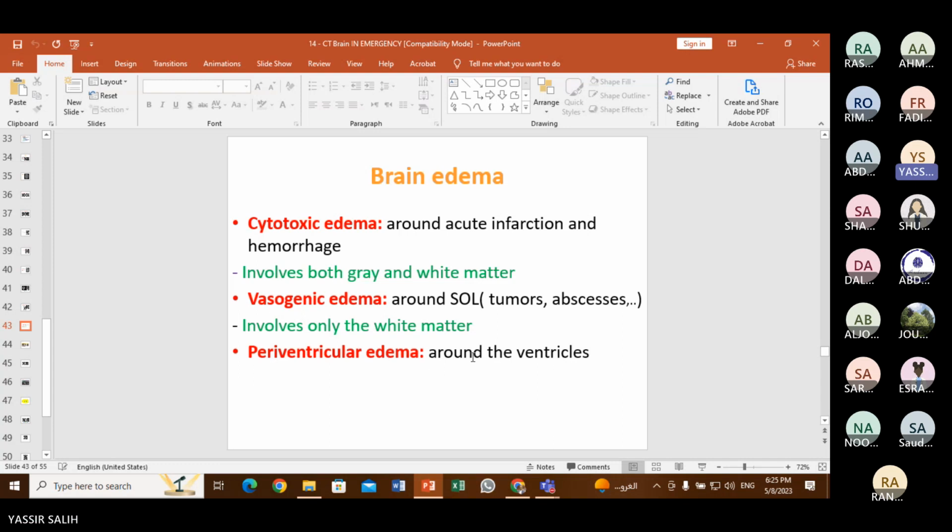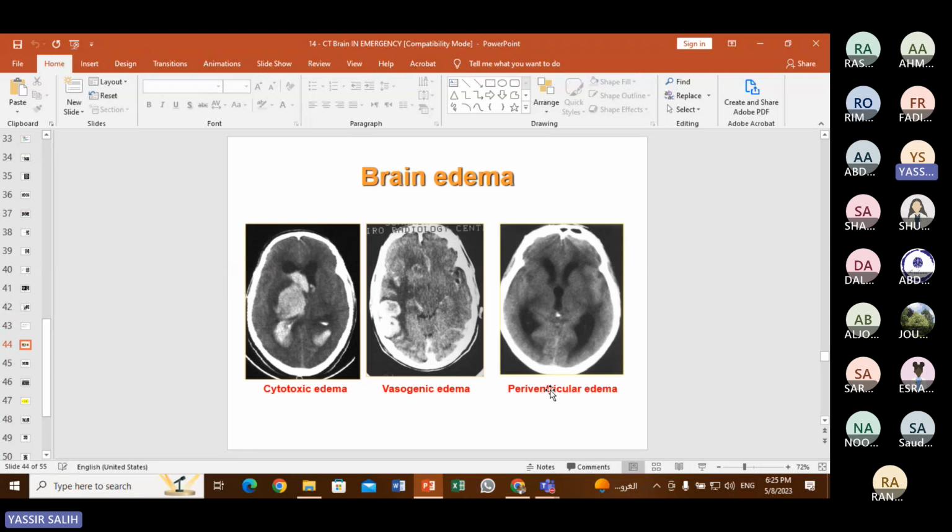Periventricular edema, as the name suggests, is around the ventricle due to oozing of fluid. For example, in a patient with hydrocephalus, oozing of CSF occurs into the periventricular space, and it is called periventricular edema.